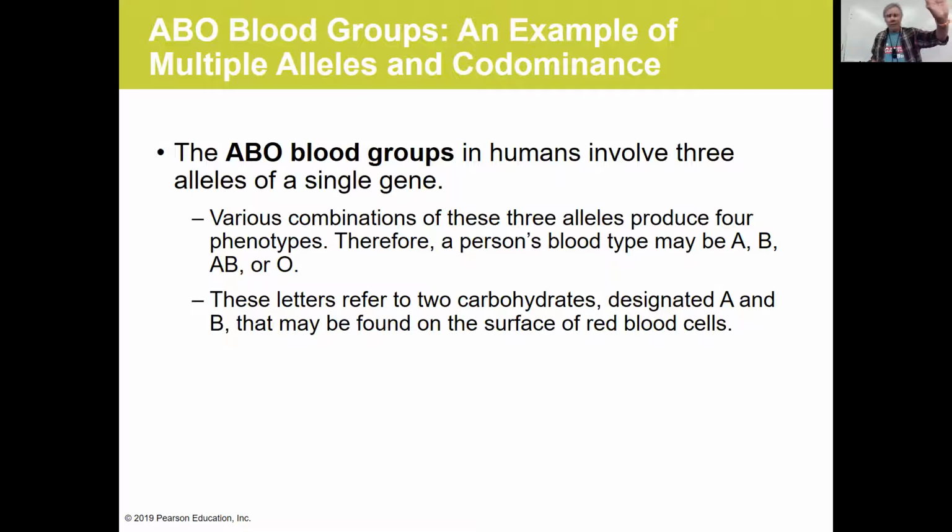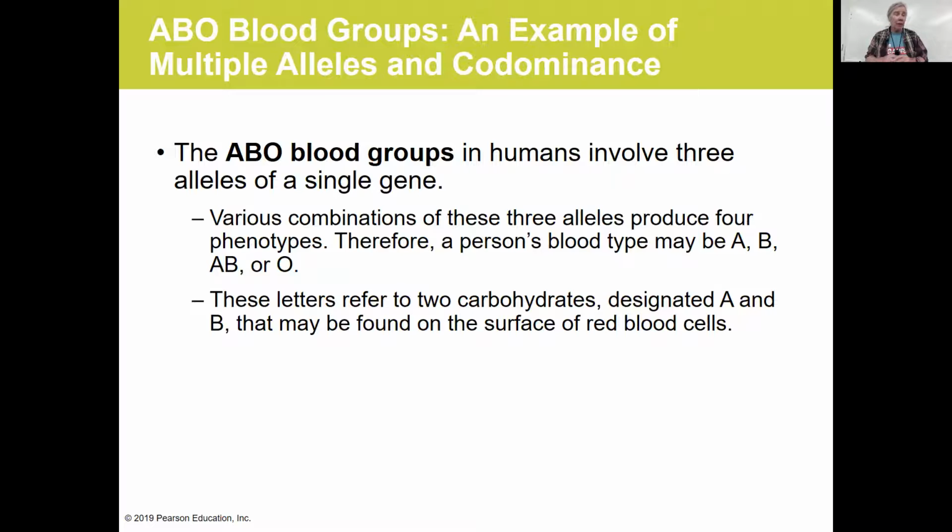It's carbohydrates. It's a glycoprotein that are on the surface of your red blood cells. That's what the A is. The A glycoprotein, the B glycoprotein, and no glycoprotein is O. So if your blood type is A, you have the A glycoprotein, and that's it. If your blood type is B, you have the B glycoprotein, and that's it. If your blood type is AB, you have both of them.